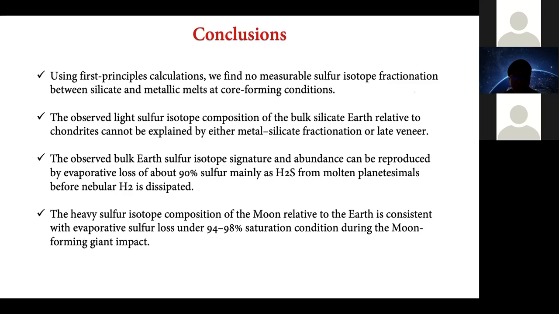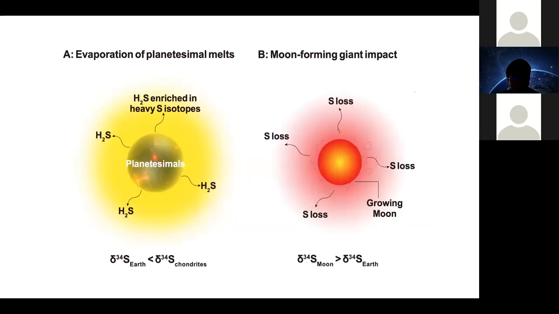The heavy sulfur isotope composition of the Moon is related to the sulfur loss during the Moon-forming giant impact, and the degree of saturation for the evaporation is about 94 to 98%. So I'll stop here and take your questions. Thanks for your attention.